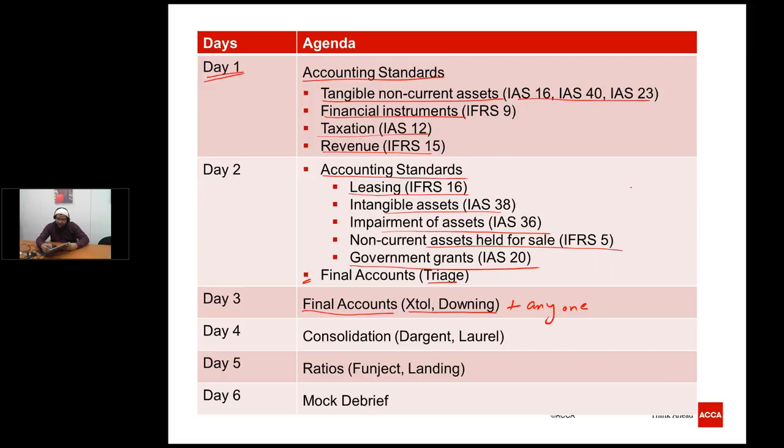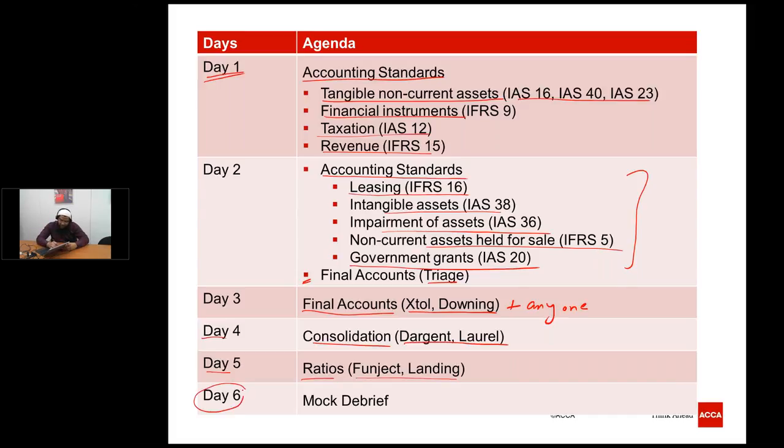And if anything is left over in day two and we are not able to cover that in day two, then we will be covering that in day number three. Day four would relate to the consolidated financial statements, where we're going to solve two different questions, Dargin and Laurel. And in day number five, we are going to discuss ratios, and again two questions, Funkjet and Landing.